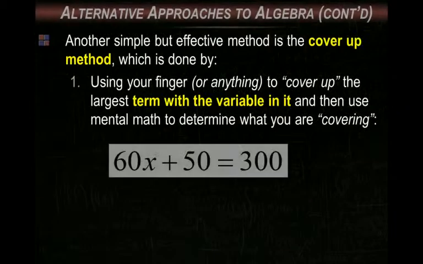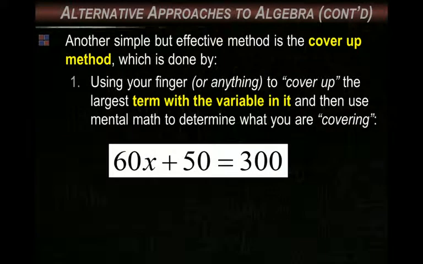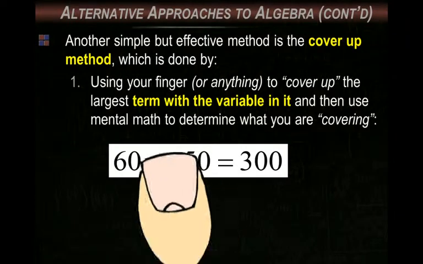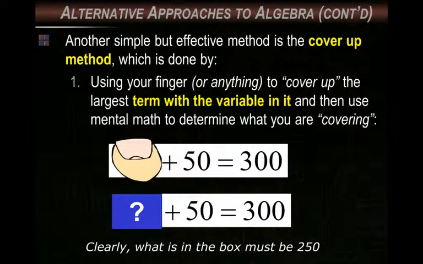Okay, but the way I want to teach you today is called the cover-up method. It's probably the easiest way I could possibly describe solving this. Basically, what you do is cover up the thing you got to solve. So here's some algebra. 60x plus 50 equals 300. So what I do is I use my finger or my hand or a book or a cup or whatever, and I cover the thing I'm trying to solve.